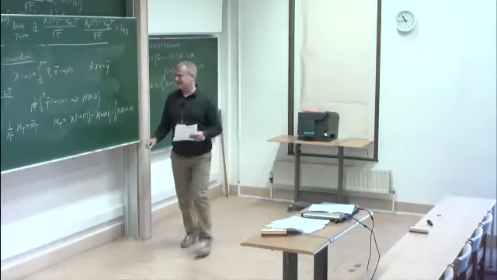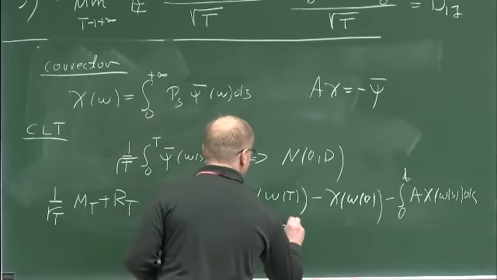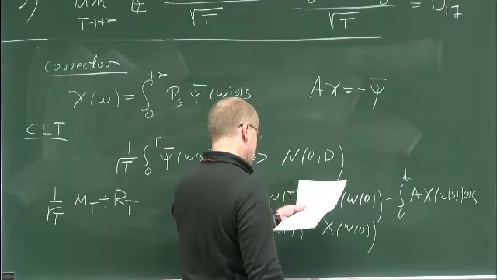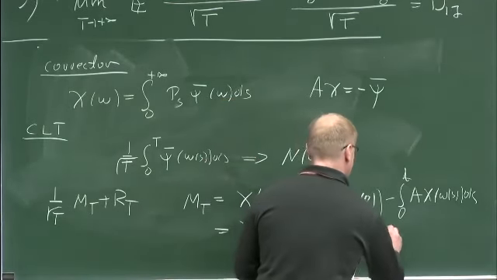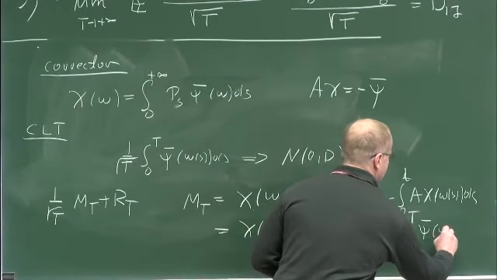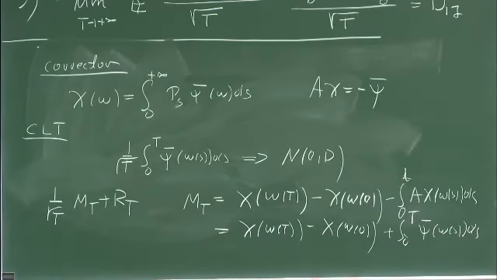Okay, so I will get that this is omega t, omega 0, plus the integral from 0 to t of psi omega s ds. Right, so that's my M_t, it's a martingale.